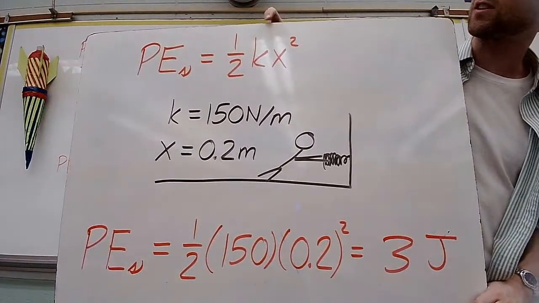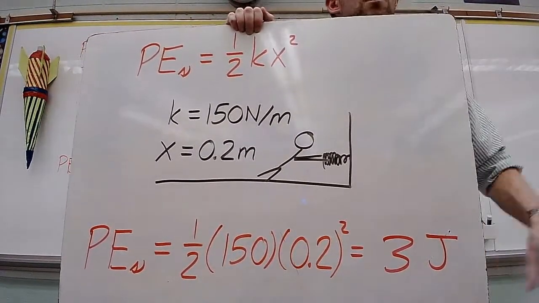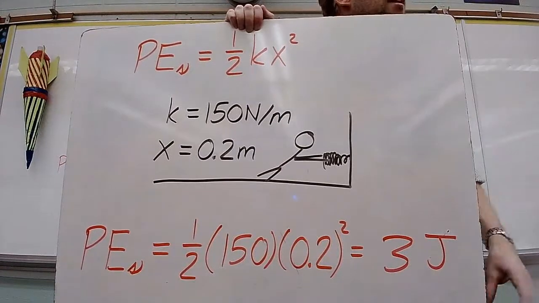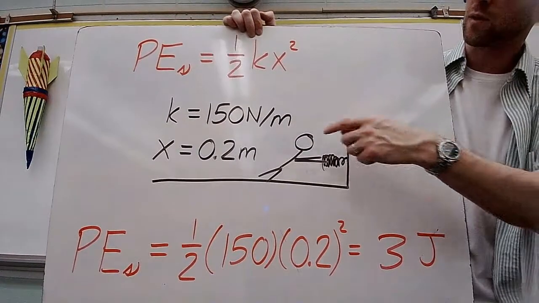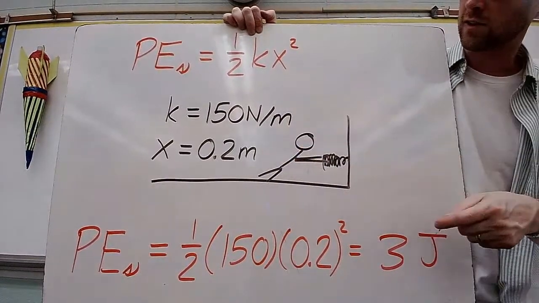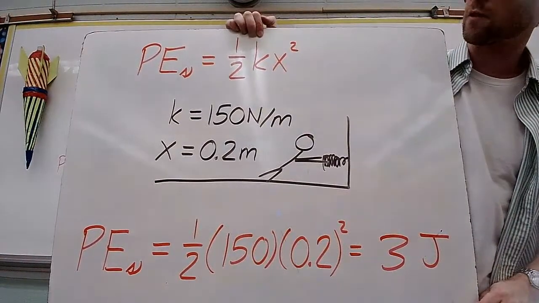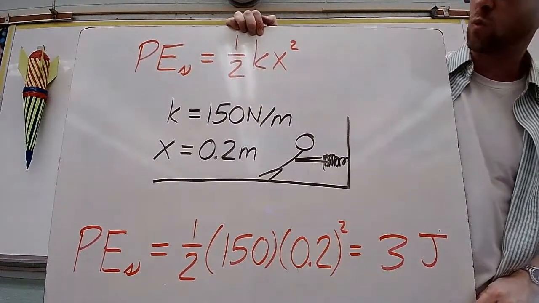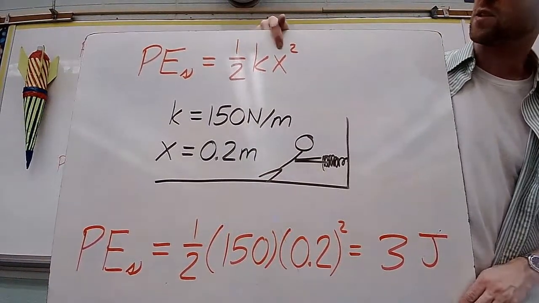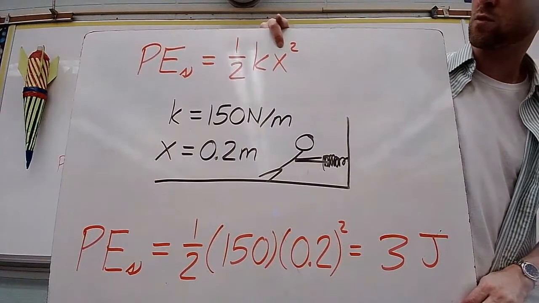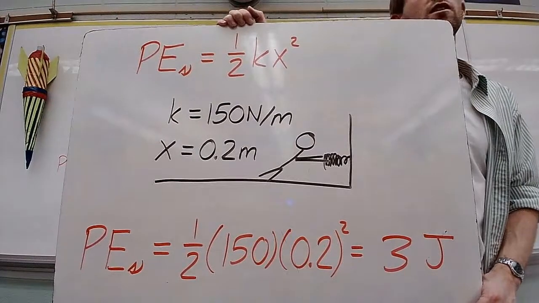X is just the distance that it's stretched or compressed from the equilibrium point. So every spring is going to have a natural length to it. And then however much you stretch it or compress it in, that's what this X value is going to be. So in this example, this guy is compressing it 0.2 meters inward. And to find that spring potential energy, 1/2 times the spring constant, which is 150, times the distance it's compressed, 0.2, squared, and that gives you a total of 3 joules of spring potential energy here. Yes?